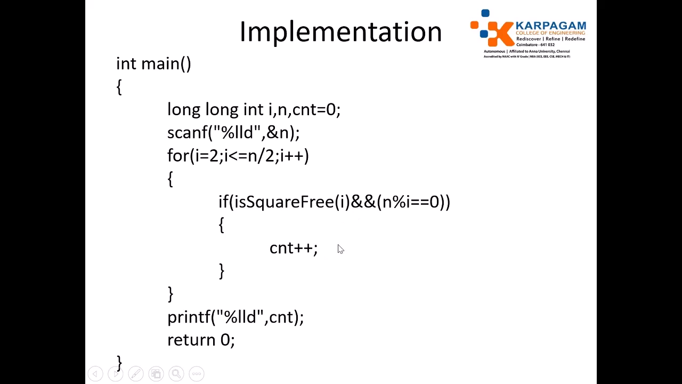In this way we can calculate the number of square free elements which divide the given number n. We have to use two conditions: it should be a square free number, and the number should be divisible by that particular number. If it is true, just increment the counter by 1. Finally, after completing the loop, just print the count.